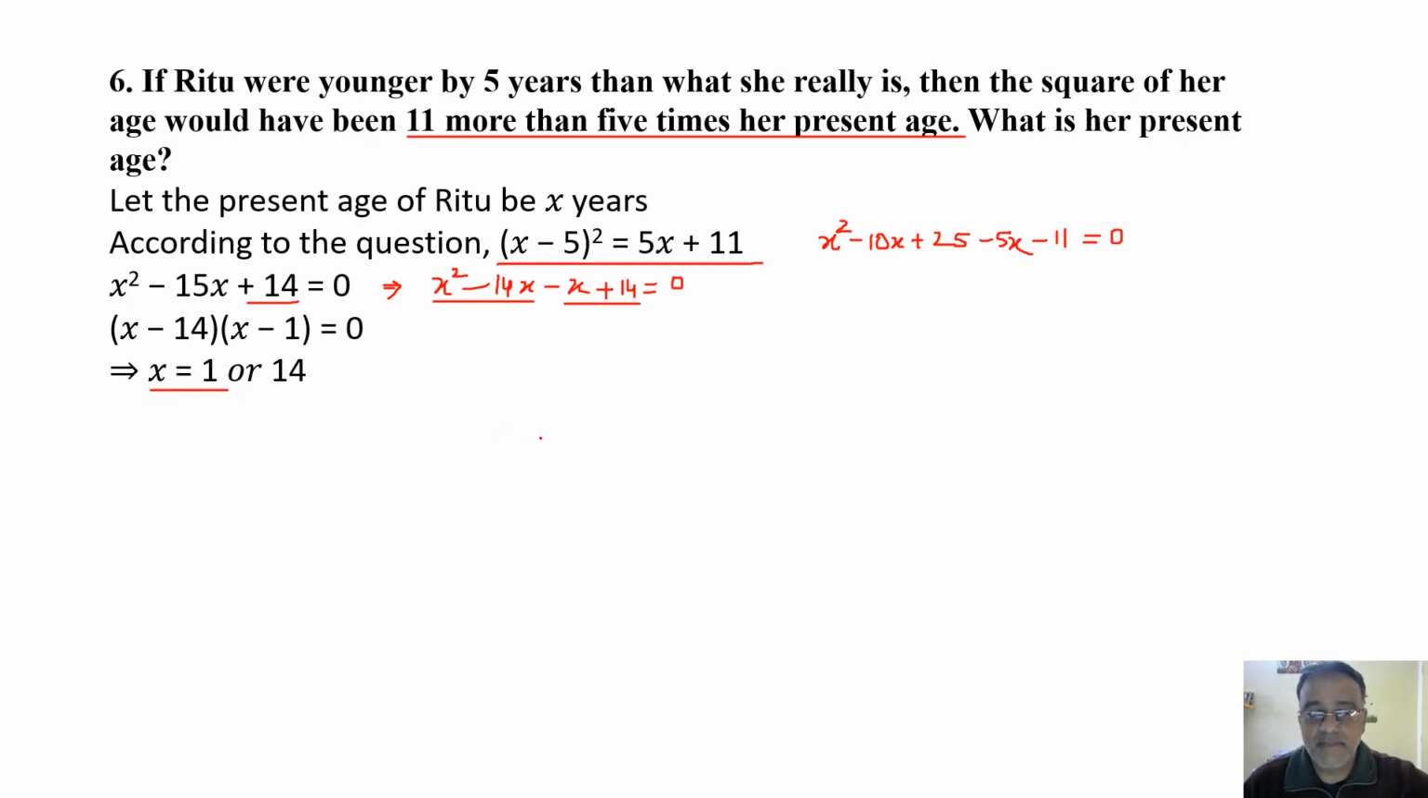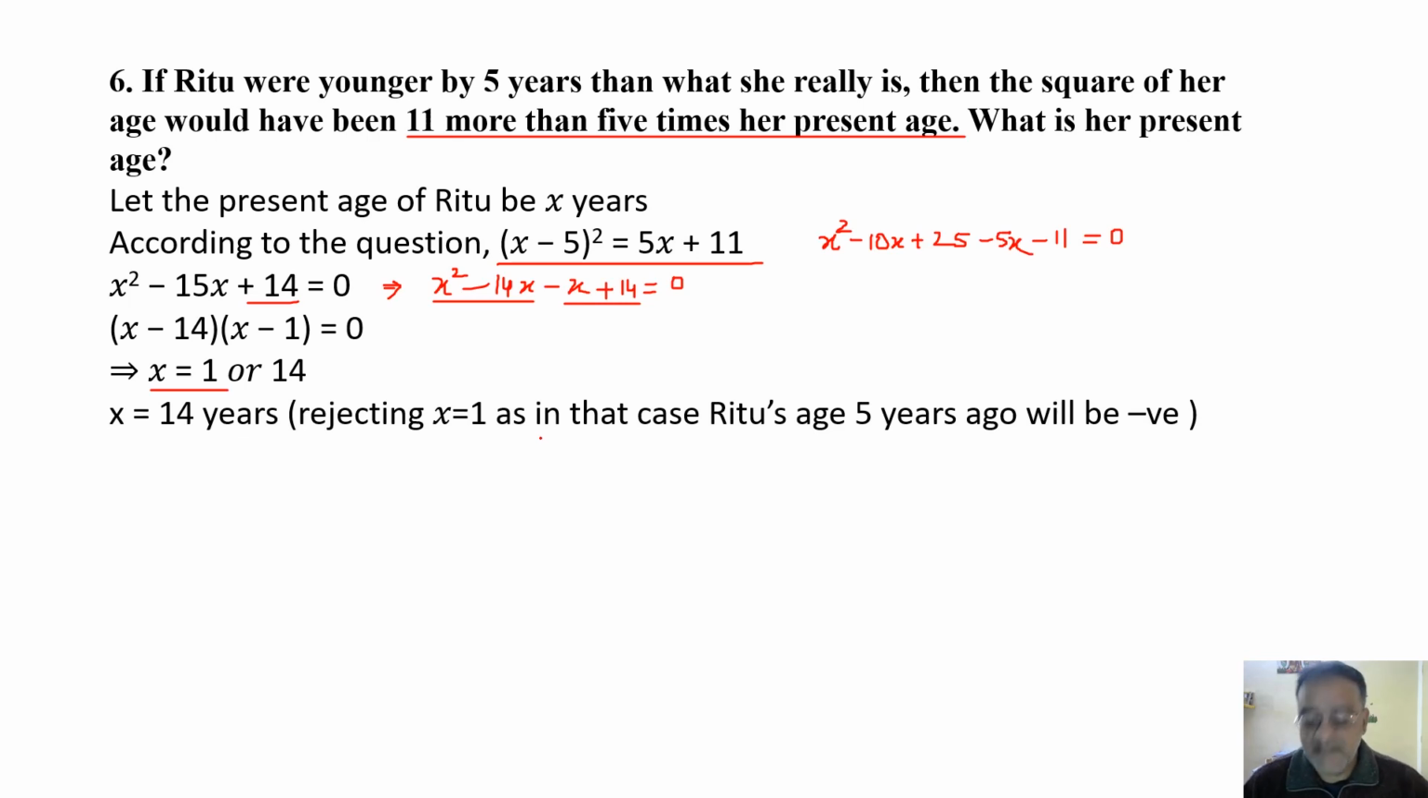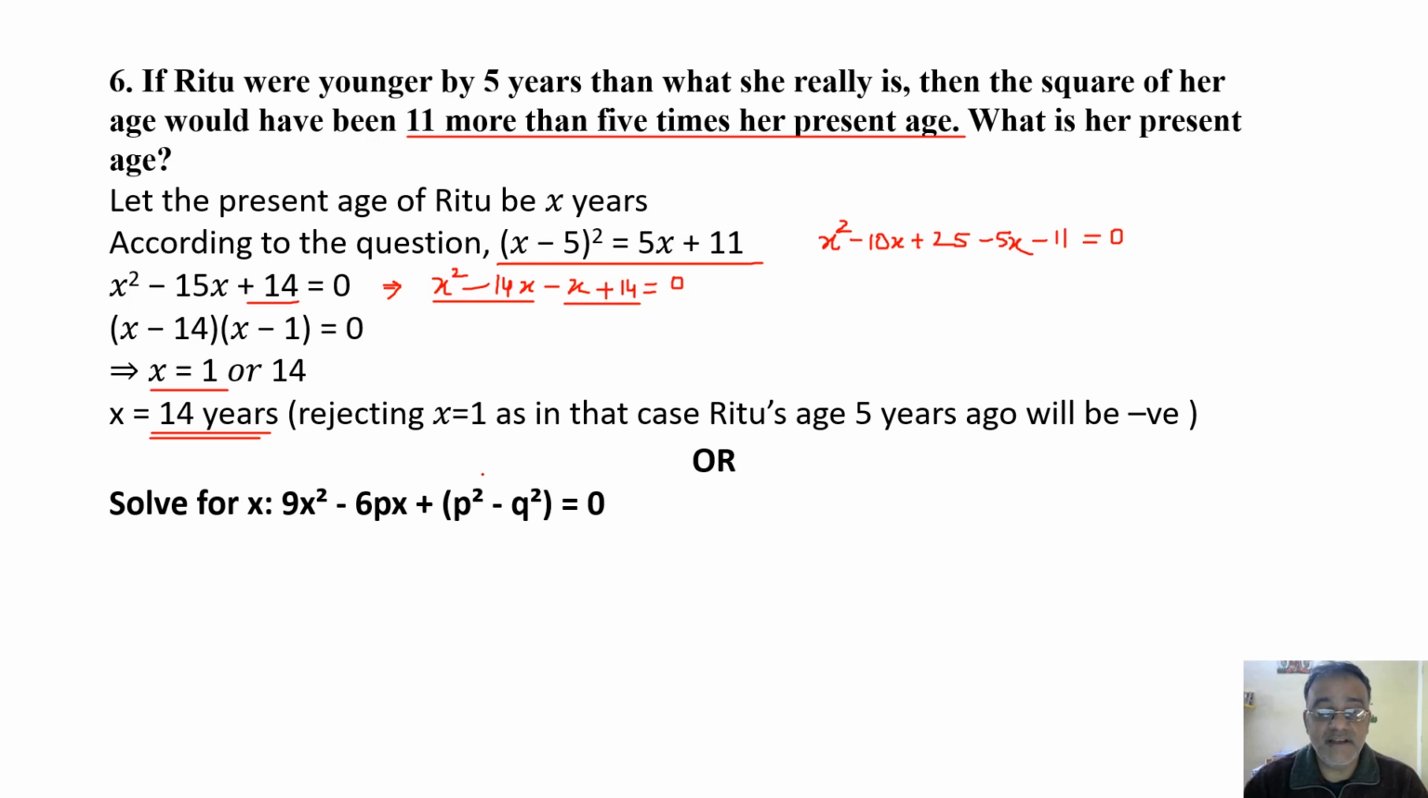So if x is 1, then when she was younger, her age would be negative. Negative. Very good. So we have to reject x is equal to 1, as in that case Ritu's age 5 years ago will be negative. So the final answer is x is equal to 14. Right? Now the next question. But along with this, a choice question is given, that is not a word problem.